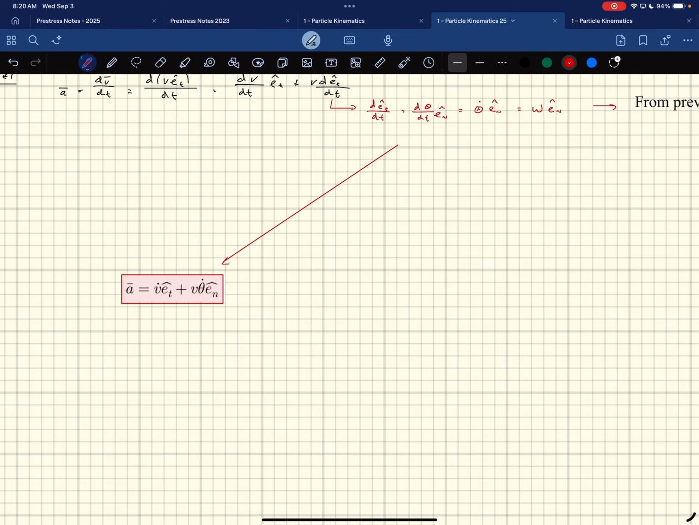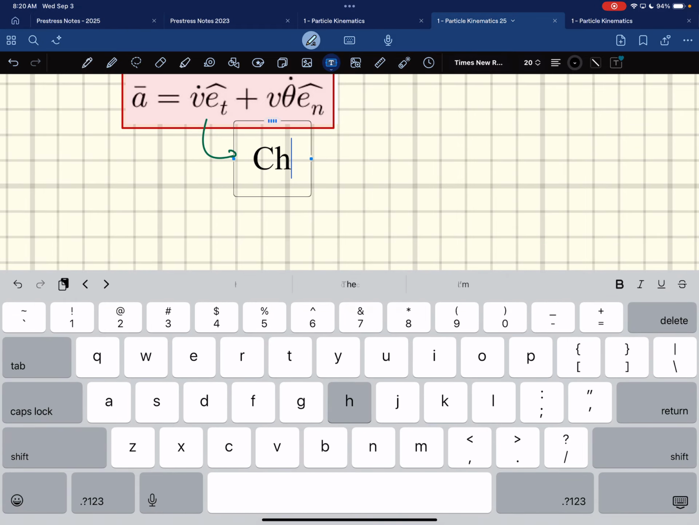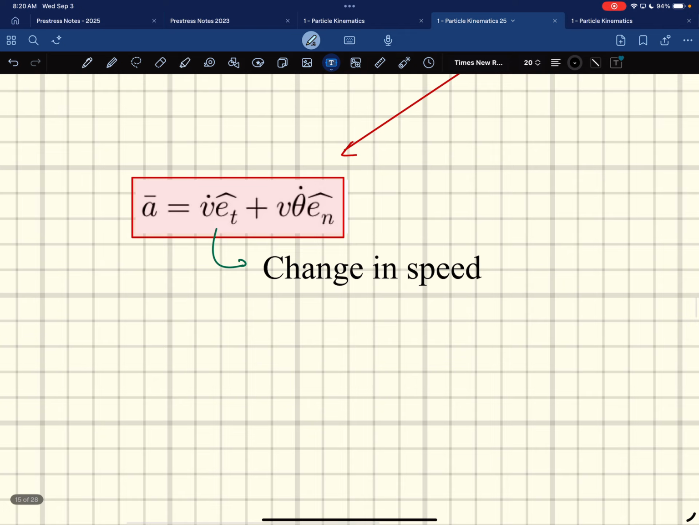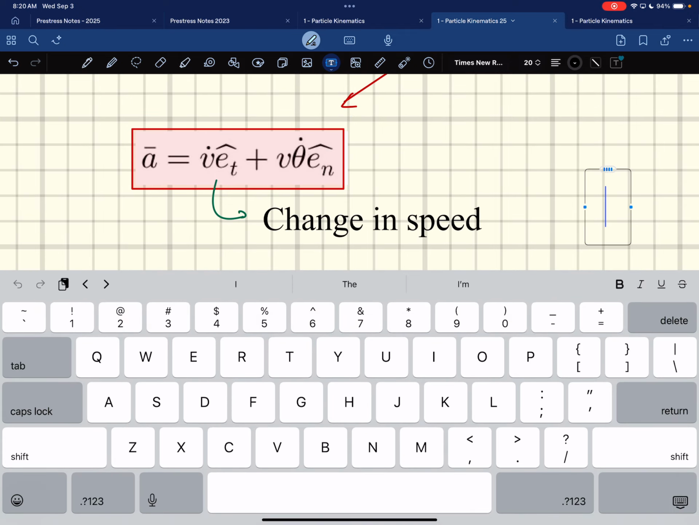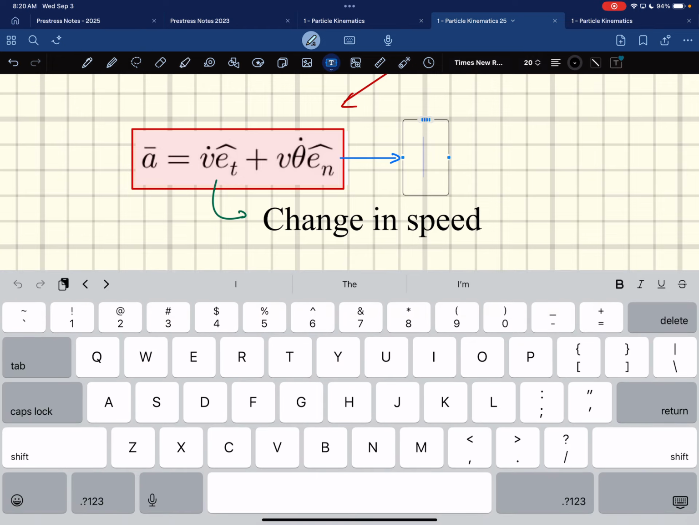And this might be a little bit more familiar to you now. We're getting close to being familiar to you, okay? So this is our acceleration term. We have two components. We have an acceleration term in the ET direction, that's our change in, this part right here, that's our change in speed. And this acceleration term right here, this here is change in direction.